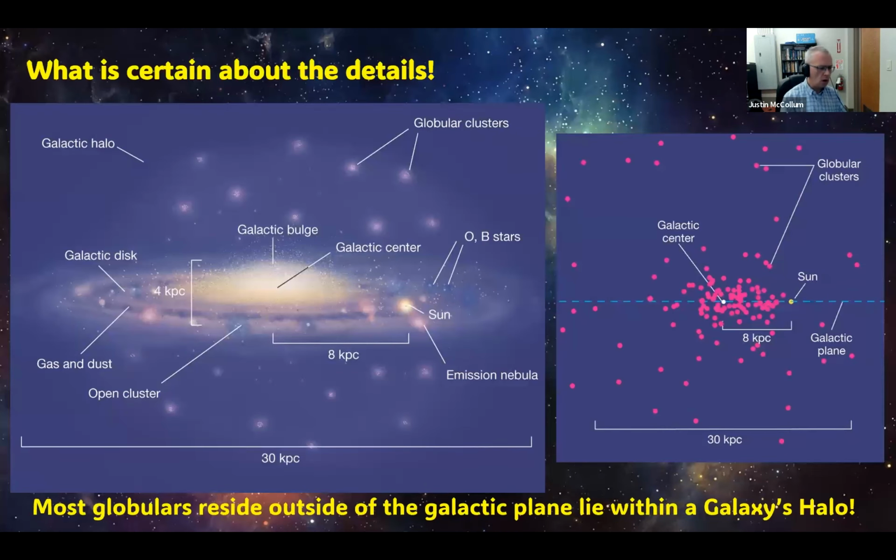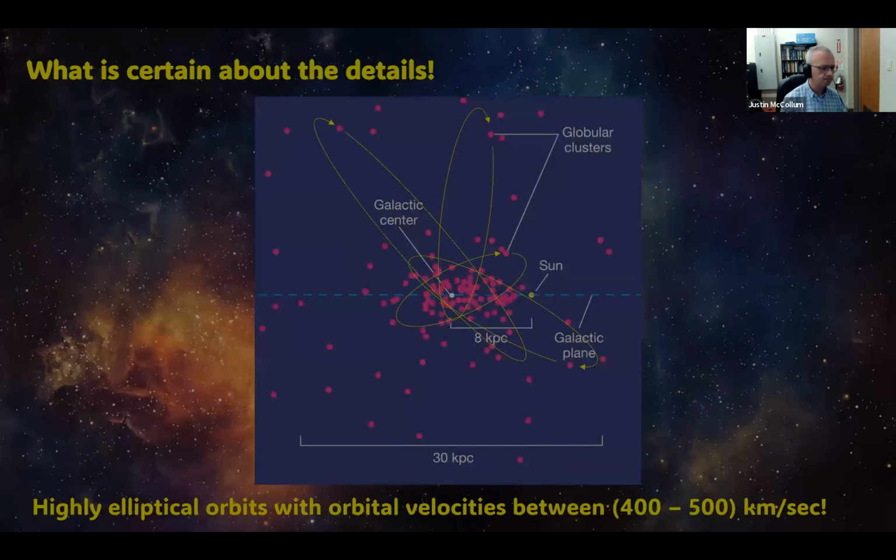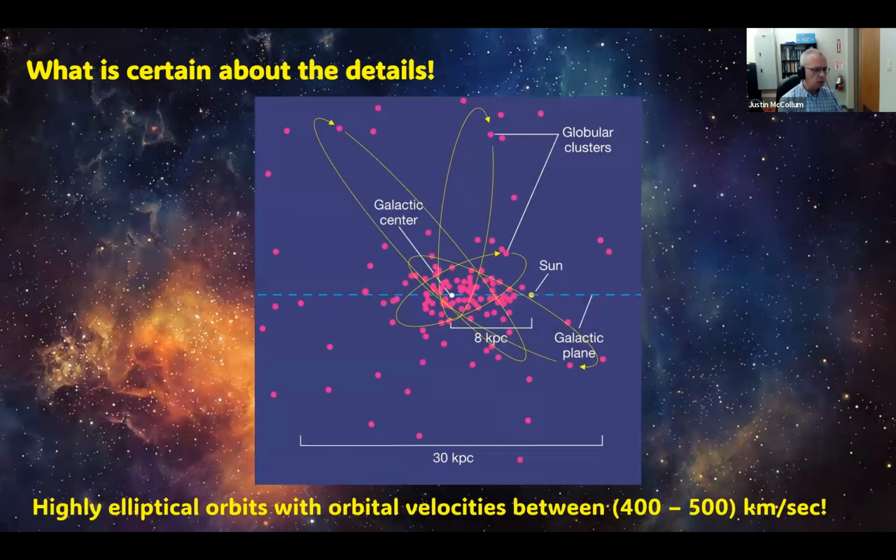Now here, most of our globular clusters usually lie outside the galactic plane and lie within the galaxy's halo. But with the Carmago catalog, that may change as we see more and more of these globular clusters and globular cluster candidates concentrated within the galactic bulge, where we expect a lot more stars. They're on highly elliptical orbits with orbital velocities varying between 400 to 500 kilometers per second as they go around the center of the Milky Way galaxy.